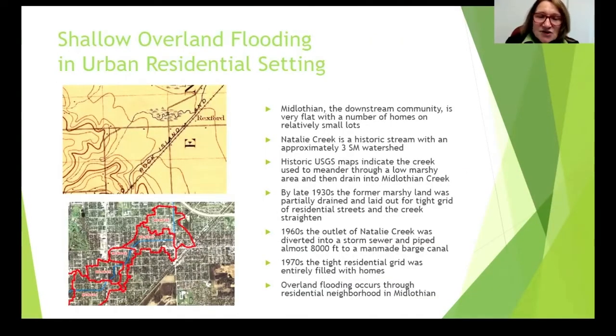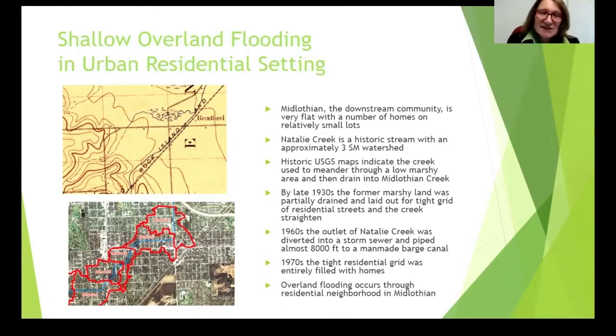So let's talk about shallow overland flooding in urban residential setting. So Midlothian is the downstream community in the watershed of Natalie Creek. It's a very flat area with a number of homes and relatively small lots. Natalie Creek is a historic stream. It's been there on the earliest USGS maps with approximately a 3 square mile watershed.